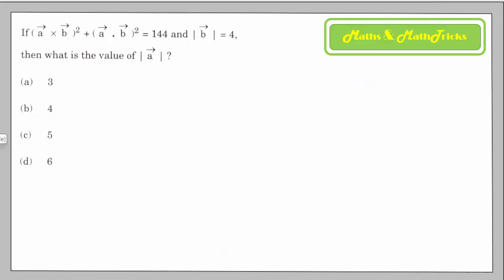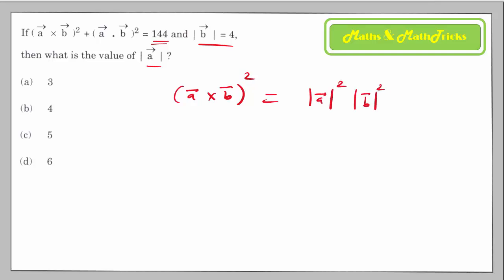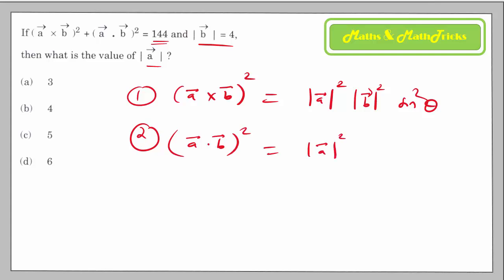Here you know that the square of a cross b and square of a dot b equals 144 and magnitude b is known. Then what is the magnitude a? See, there is a formula, student. Now I am deriving it for you: when you take a cross b the whole square, you will simply get magnitude a square, magnitude b square and sine square theta. And when you take the square of a dot b, it is magnitude a square, magnitude b square, cosine square theta. Now their demand is to add.